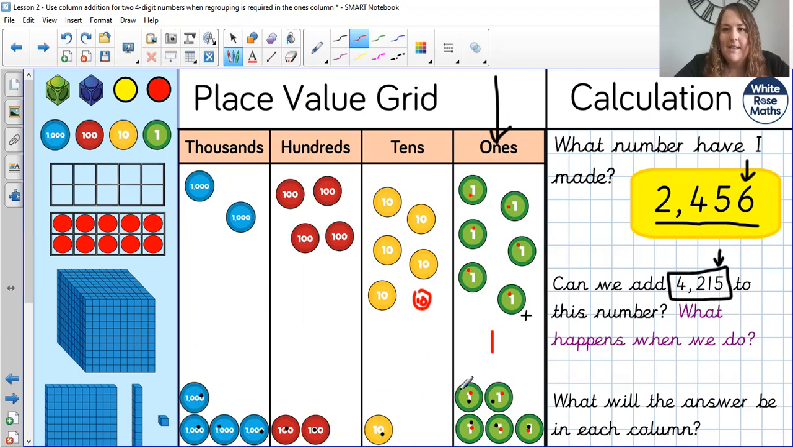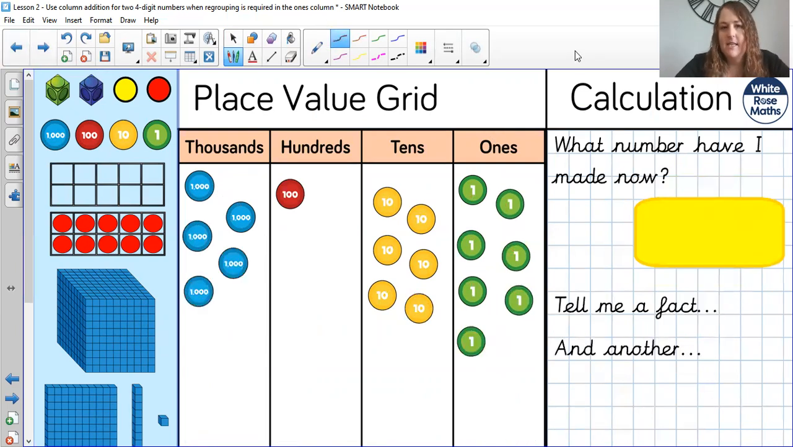Okay, so now let's add up the tens column. 1, 2, 3, 4, 5, 6, 7. So 7 in the tens. How many hundreds? 1, 2, 3, 4, 5, 6. And 1, 2, 3, 4, 5, 6. So we should get the answer 6,671. And hopefully you can see why, because we did have to regroup. Okay, let's have a go at the next one.